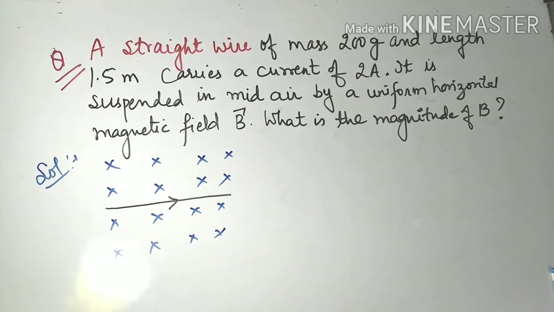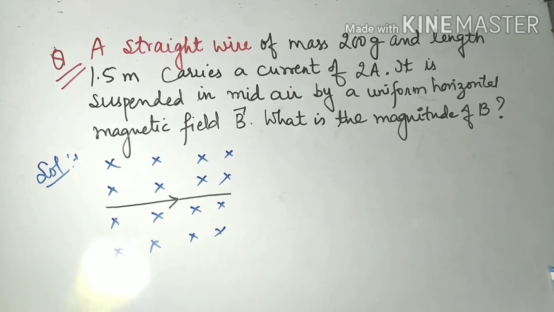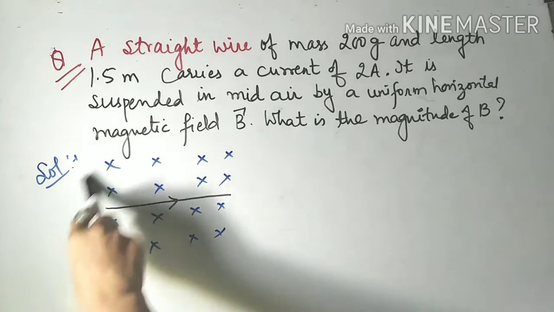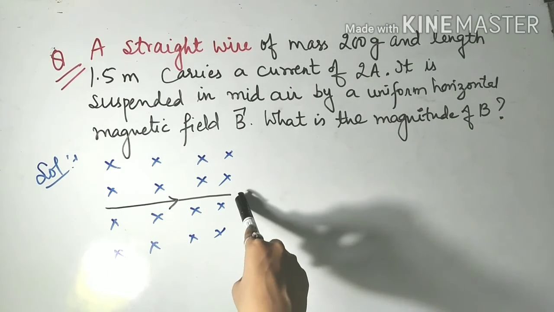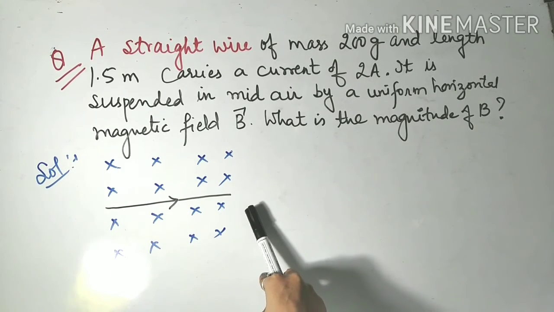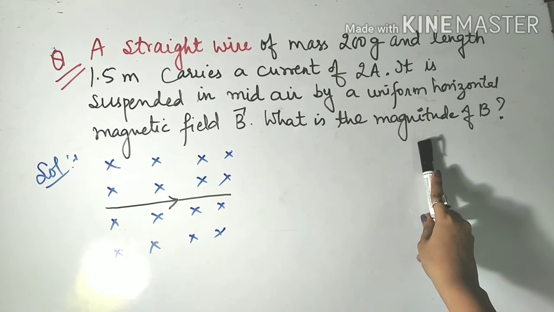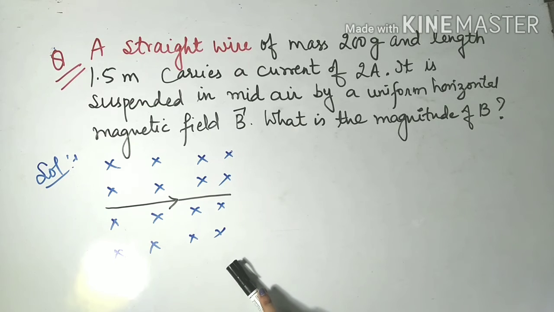Okay children, so the next question is: a straight wire of mass 200 gram and length 1.5 meter carries a current of 2 amperes. It is suspended in mid-air by a uniform magnetic field B. What is the magnitude of B? So ये आपका magnetic field शो किया है, and this is your straight wire which is having some mass and length and having some current of 2 amperes. So you need to find out कि magnitude क्या होगा B का.